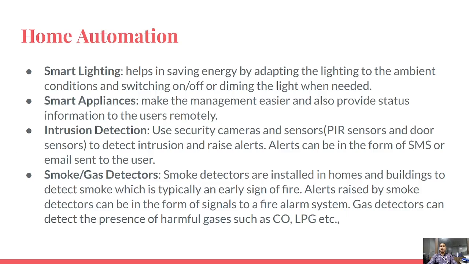Basically, when we are discussing home automation, the Internet of Things can be used for applications like smart lighting, smart appliances, intrusion detection, smoke and gas detectors, etc. When we talk about smart lighting, when the house is, let's say, not occupied, we can just simply turn off the lights.